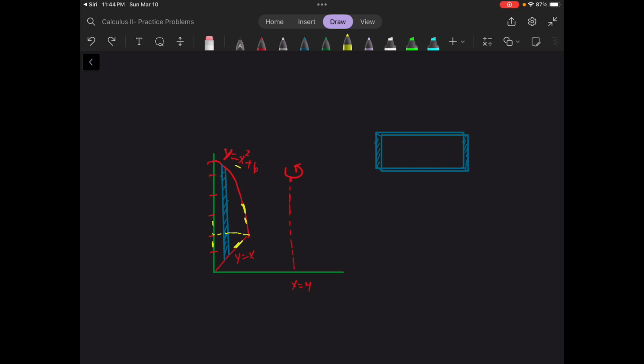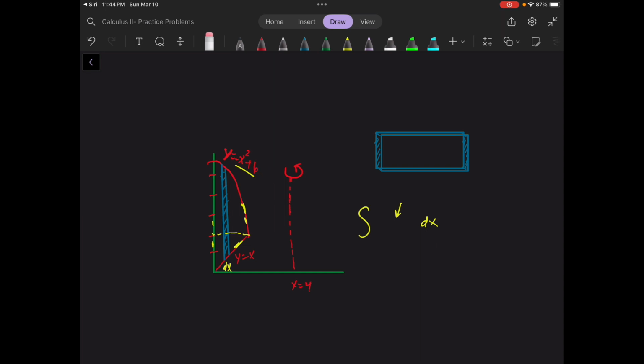Here's the second reason why the shell method's easier. We already have this as a function of x, which means we typically would want a dx, because remember, in the integral, when you have a dx, this has to be x values. So doing the washer method, we had to solve this for y. And sometimes that can be tricky. Like, what if this was 6x plus 3? Now it's impossible to solve for y. So you would have to use the shell method in this case.